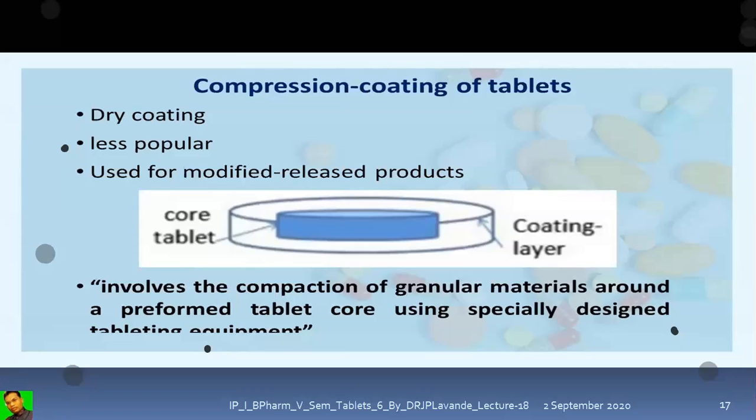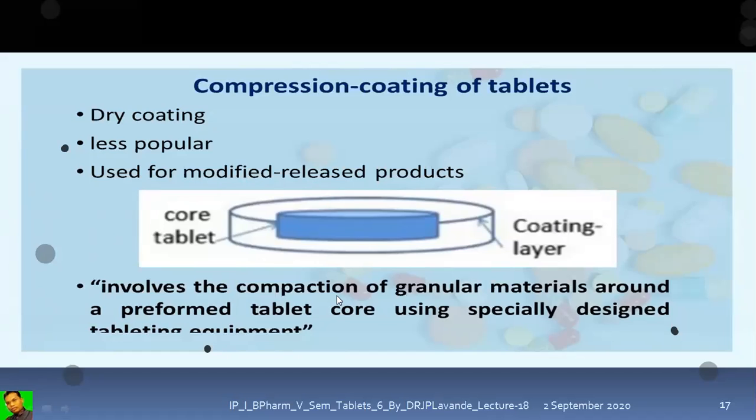The coating that can be applied with the help of compression machinery. Special compression machineries are used in order to coat the tablet, and as a result it will give you a structure which is said to be a tablet within a tablet. You can see there is a core tablet, and this core tablet is getting coated with a coating layer. Now this process is the dry coating.